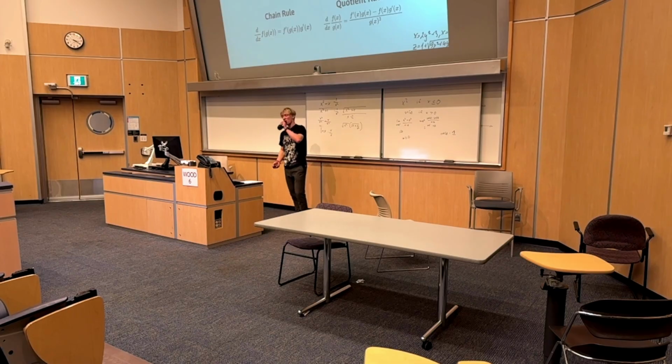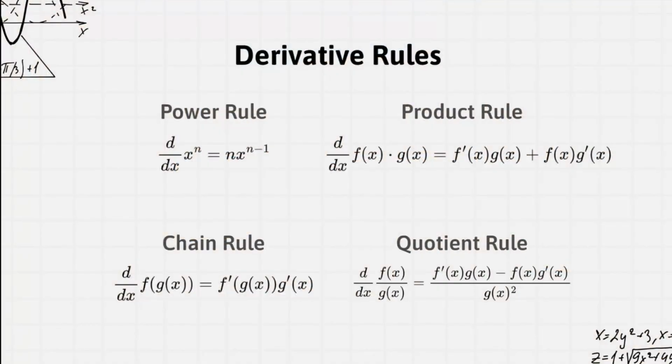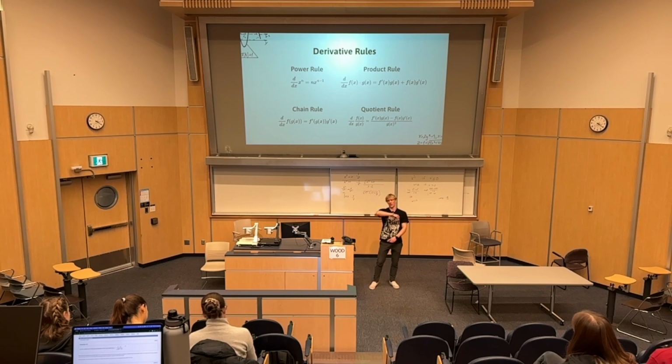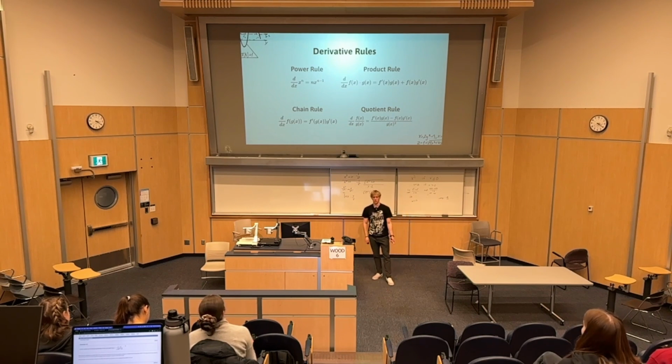Really quickly, a few derivative rules. There's the power rule, product rule, chain rule, and quotient rule. I'm sure you guys have seen these before. Just keep in mind with the chain rule, you want to start from the outside and work your way in to the middle. The quotient rule is similar to the product rule, just don't forget that it's a negative sign instead of a plus sign, and then you can apply the product rule multiple times.